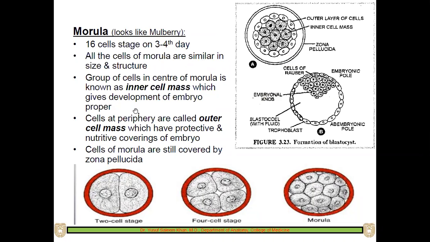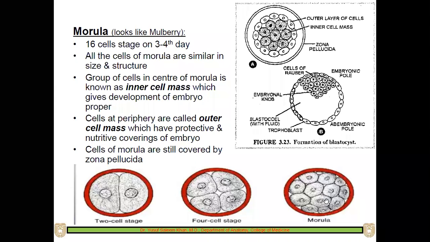So what happens to the outer cells? The cells at the periphery are called the outer cell mass. These have a protective and nutritive covering role for the embryo. So the outer cell mass plays a role in protecting the embryo, forms a covering, and provides nutrition to the embryo, and will later form the placenta. We'll see that stage. So the cells of the morula are still covered by the zona pellucida. As I said, one cell becomes two, two become four, four become eight, eight become 16, and the morula is still covered.